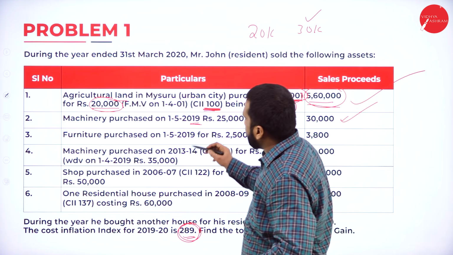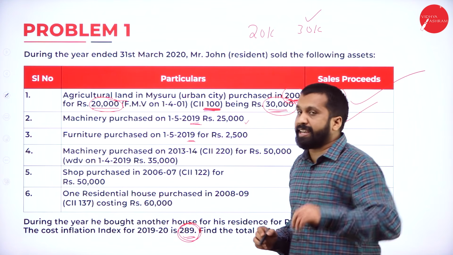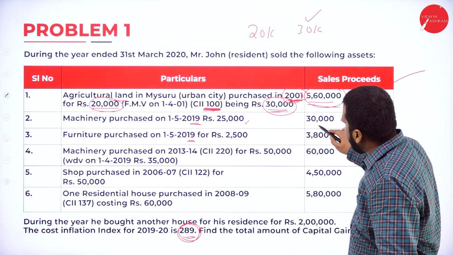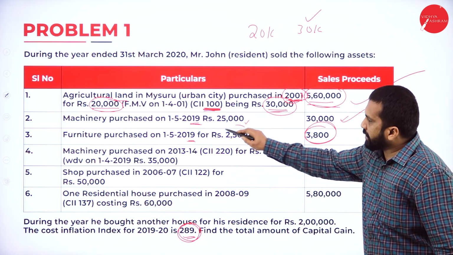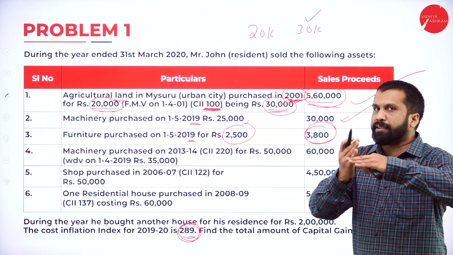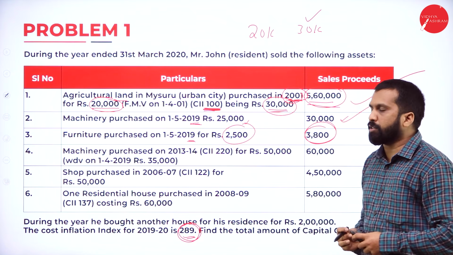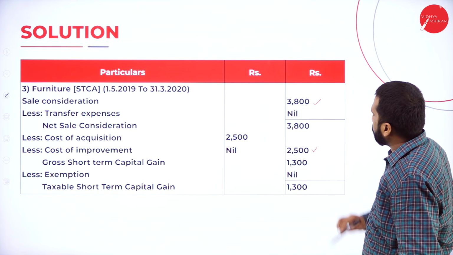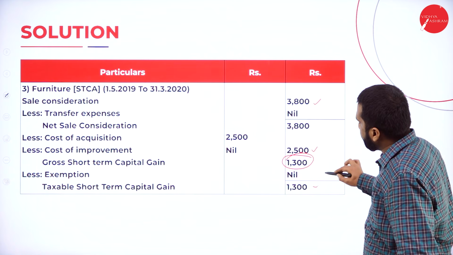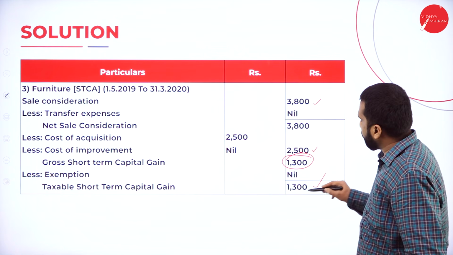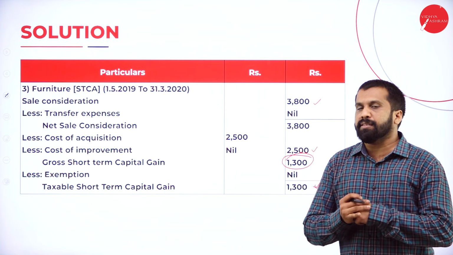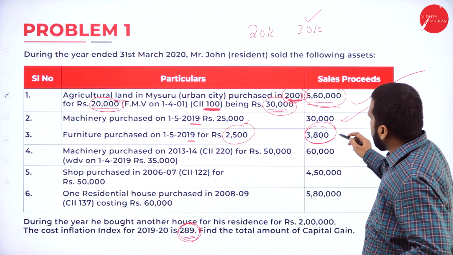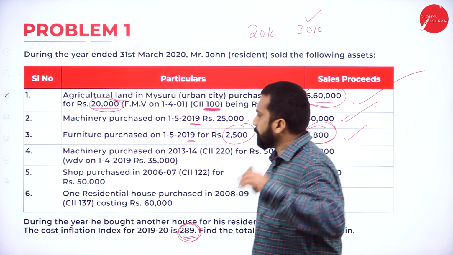Third one. Furniture purchased in 2019. Again, it is short term. Why? Because 2019 to 2020 is just 1 year. Now, sold at 3,800, purchased at 2,500. 3,800 minus 2,500, the difference is your short-term capital gain. See, furniture 3,800 minus 2,500, your answer is 1,300. Taxable short-term capital gain is 1,300. Hope you are clear. Good. The third one also is completed. We'll go for the fourth.